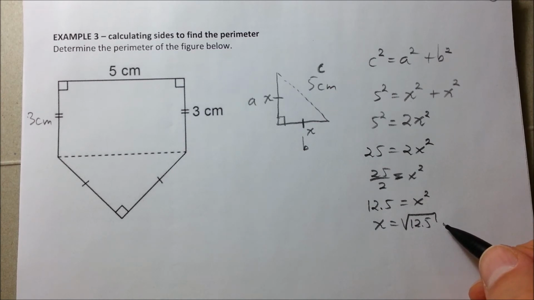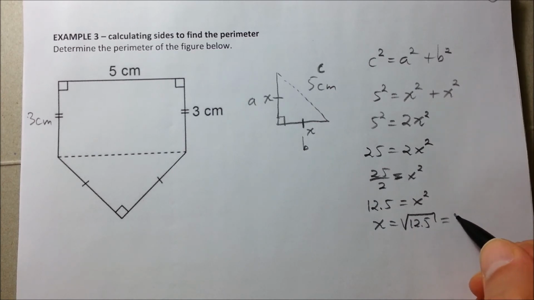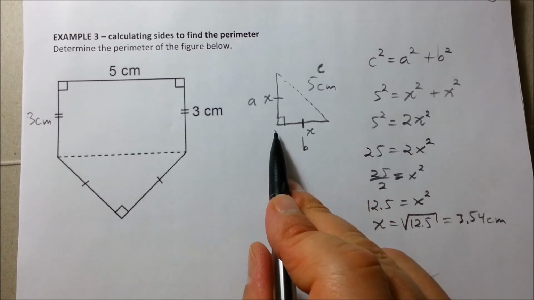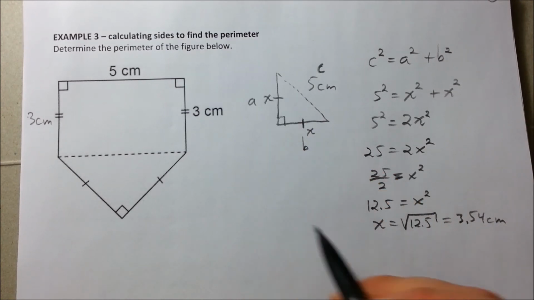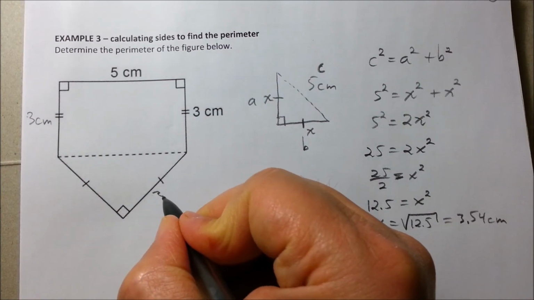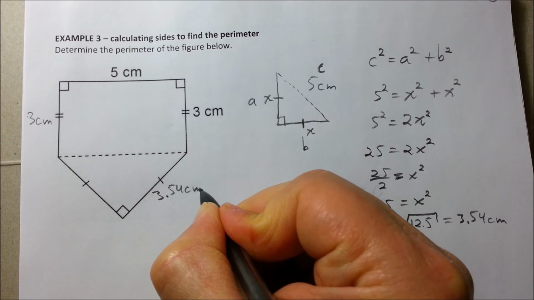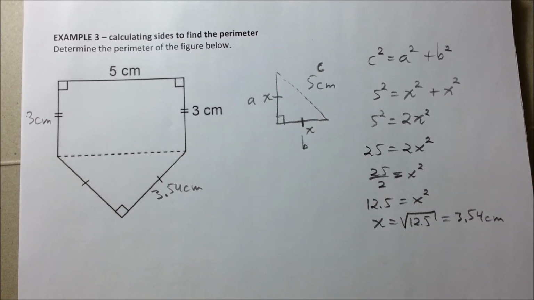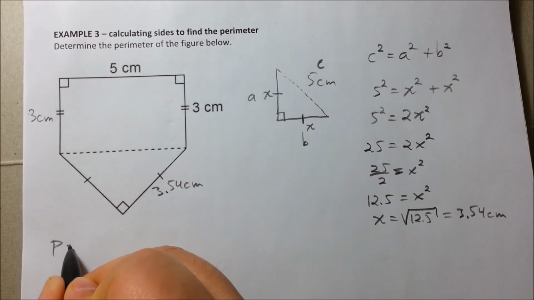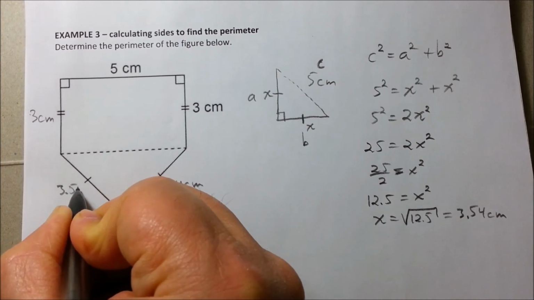What is the square root of 12.5? Well, that's equal to 3.54 centimeters. This means that this length here is 3.54 and this is 3.54. So let's label it here. Actually, this is 3.54 centimeters. So now we know what the perimeter is going to be. The perimeter is going to be equal to, let's label this like that, 3.54.